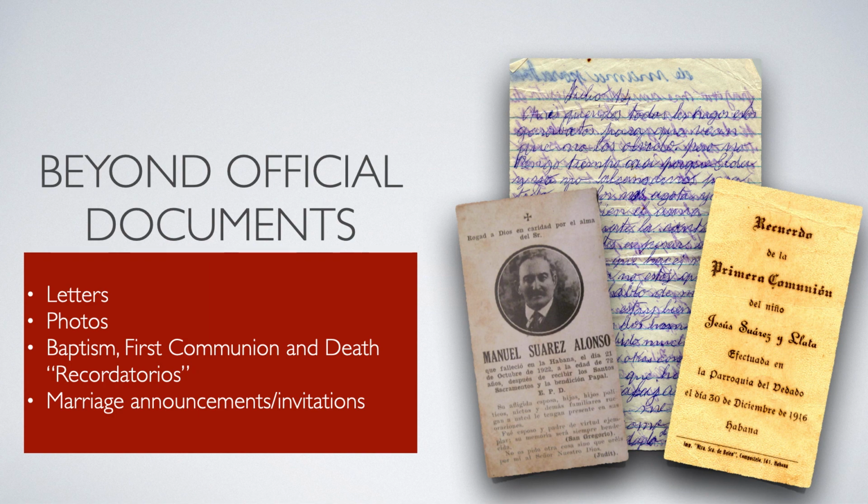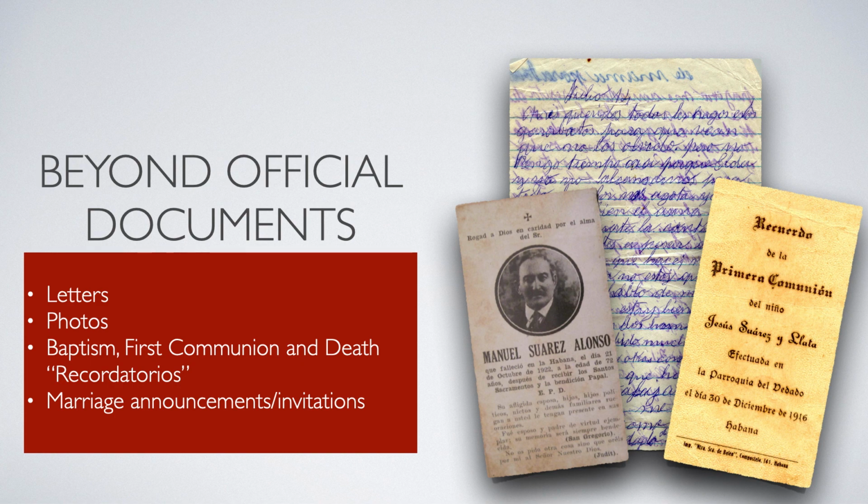All abuelitas kept the recordatorios of their families' baptisms, first communions, and deaths. Those for baptisms and first communions will state the church's name and can give you a sense of the age of the child and where they lived. This is very important information for obtaining baptismal and marriage certificates in Cuba. The ones for deaths will often state the day the person died and sometimes their age.